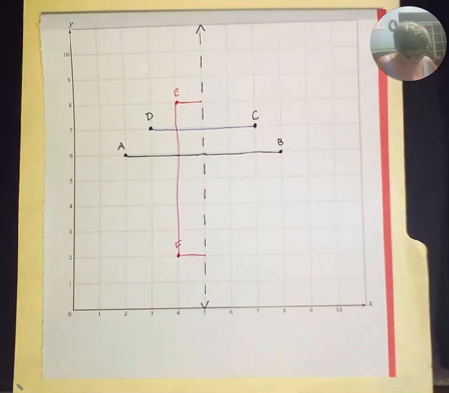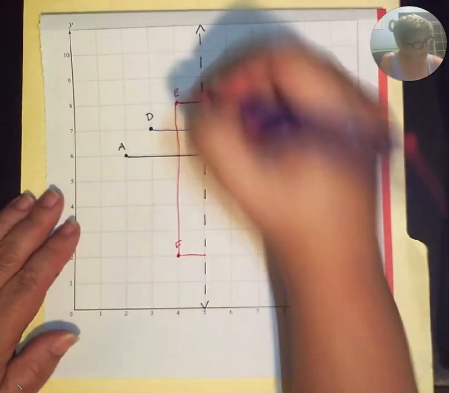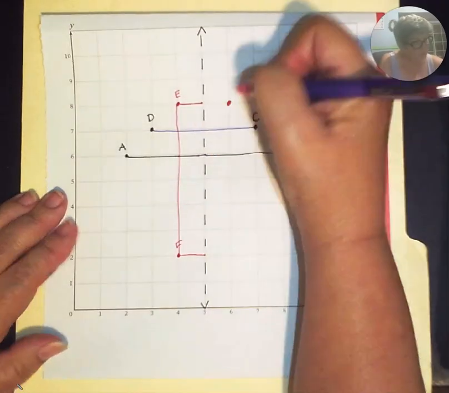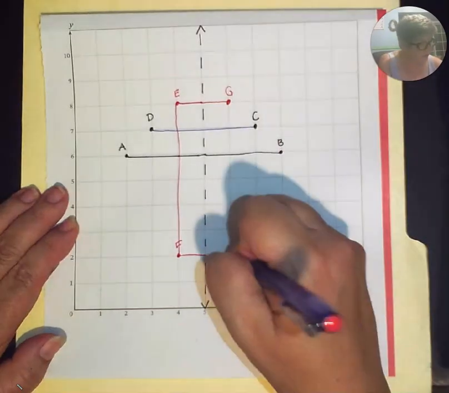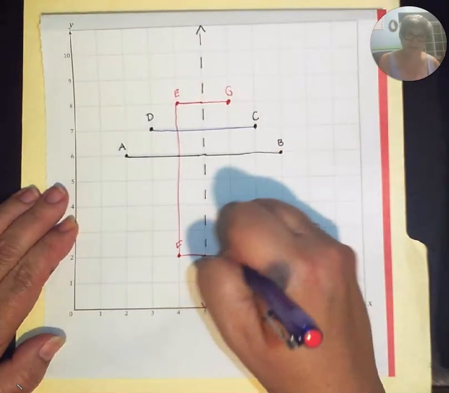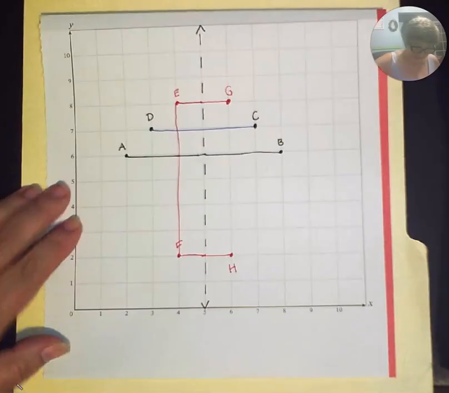Show your partner where we can plot G and H so that E and G are symmetric and F and H are symmetric. When you and your partner agree about the locations of G and H, plot and label points G and H. Okay, so we want it to be symmetric, so we're going to put G here. Right, so it's 1 across, and we're going to put H here, so it's 1 across. Yeah? All right, very nice.